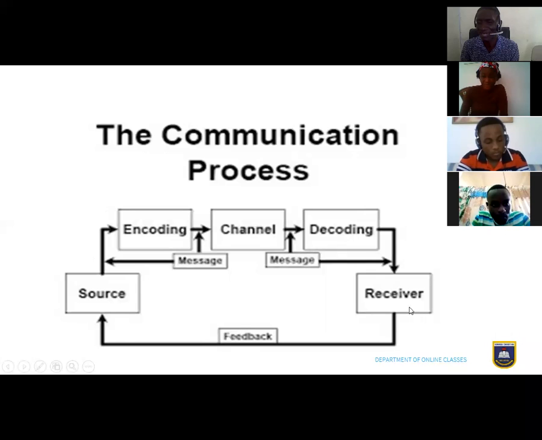Be careful there. After Perpetua has received the gift, done her decoding, removed the wrapper, and has seen the iPhone 11 Pro, she's now going to send me what is called a feedback. Feedback means a reply, a response. This feedback will be sent from the receiver to the sender. So what will be her feedback?